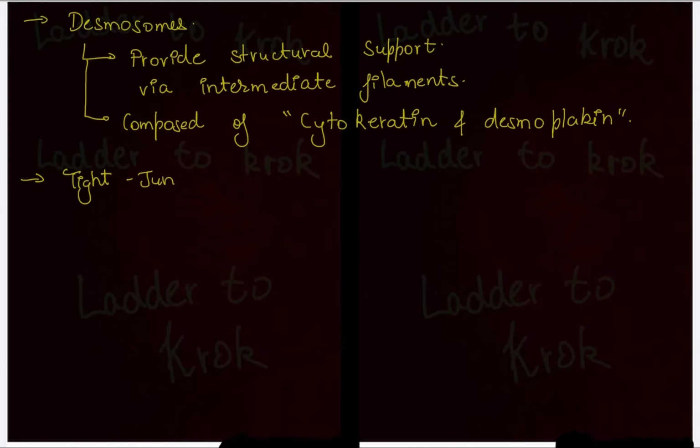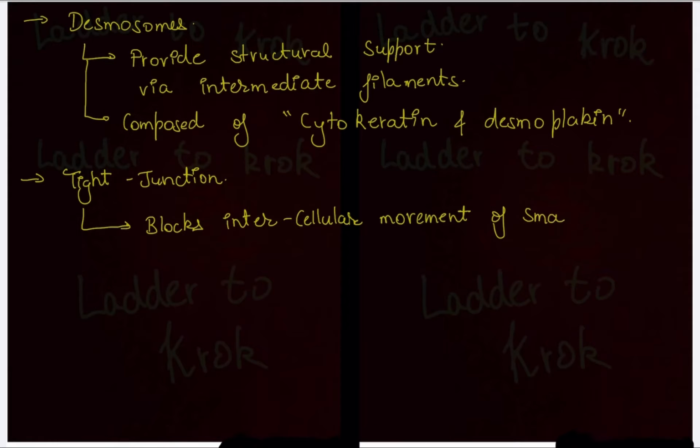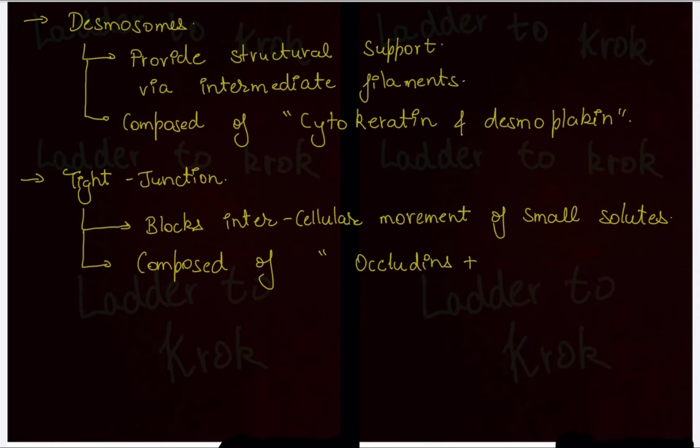The other one is the tight junction. This tight junction basically blocks intercellular movement of small solutes, and they are composed of occludins and claudins.